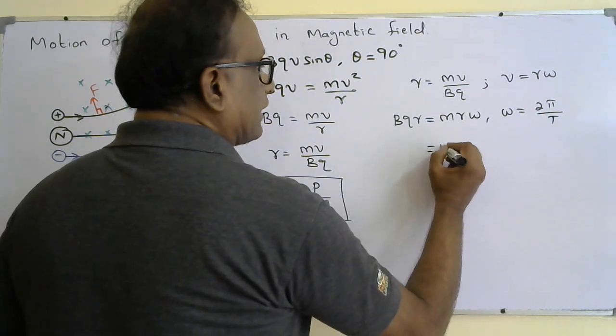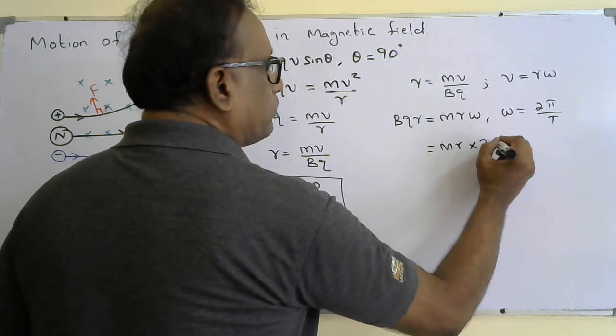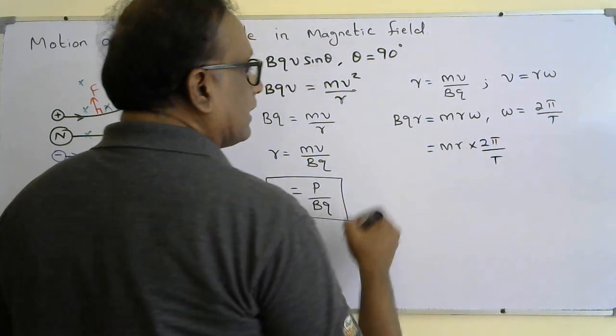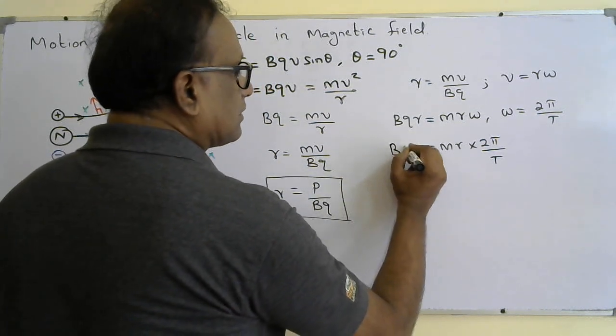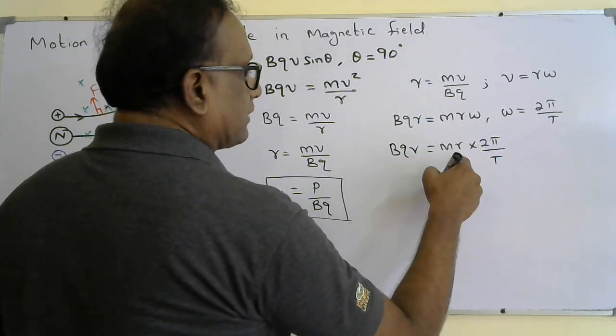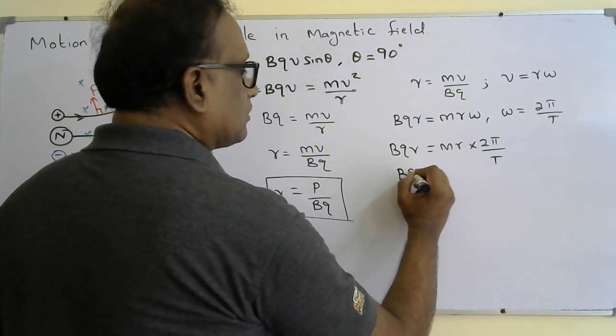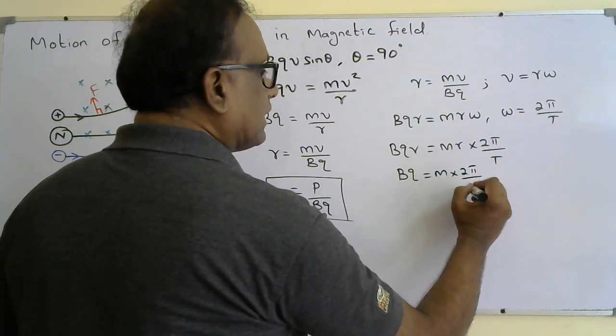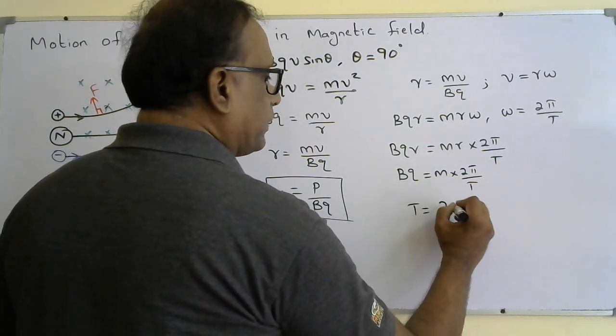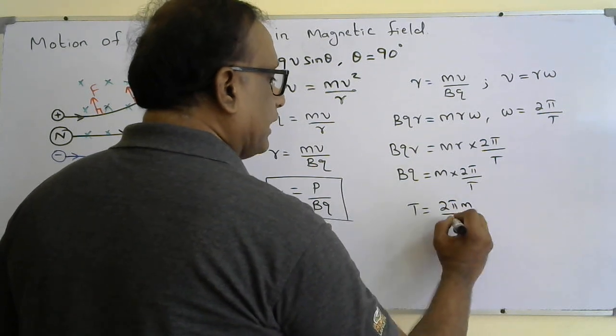So I can write this as m r times 2 pi over T. Here you can see r and r will get cancelled. So vq equals m times 2 pi over T. So T equals 2 pi m over vq.